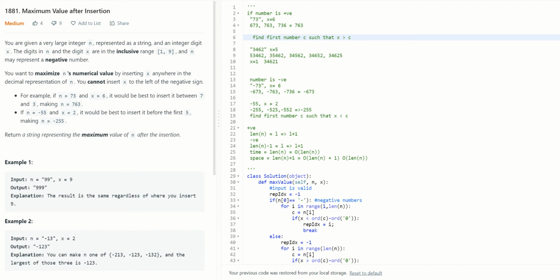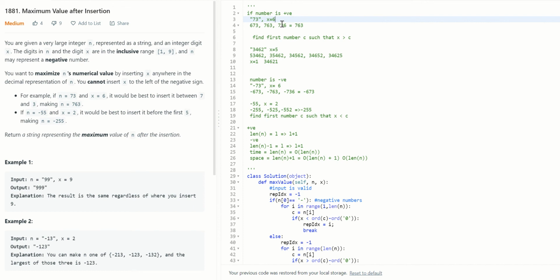Let's take a couple of examples and try to understand it. There are two different kinds of numbers: the number may represent a negative number, and it could be a positive number also. Let's look at the positive case first. If the number n is 73, given as a string, and x is equal to 6, this is a single digit.